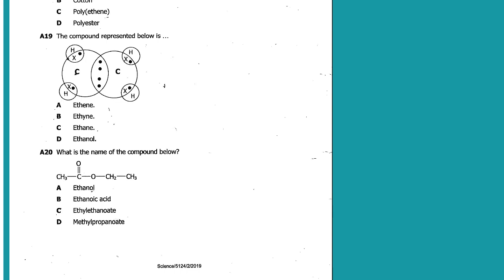20. What is the name of the compound below? So if you check here, we have an ester bond. So this is an ester. And to be more specific, it's ethyl ethanoate, because you have 2 carbon atoms on this side before the oxygen, and also 2 other carbons on the other side. So it's ethyl ethanoate, made from ethanoic acid and ethanol.